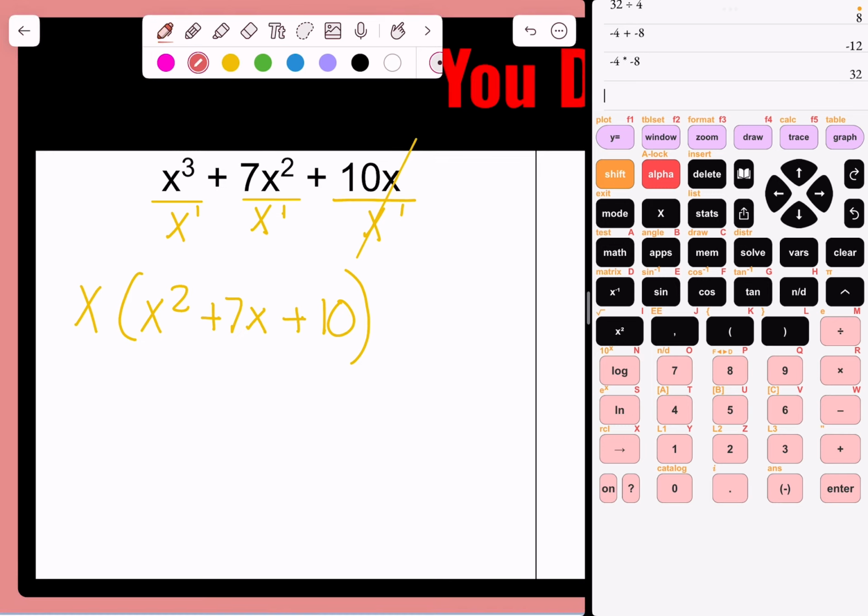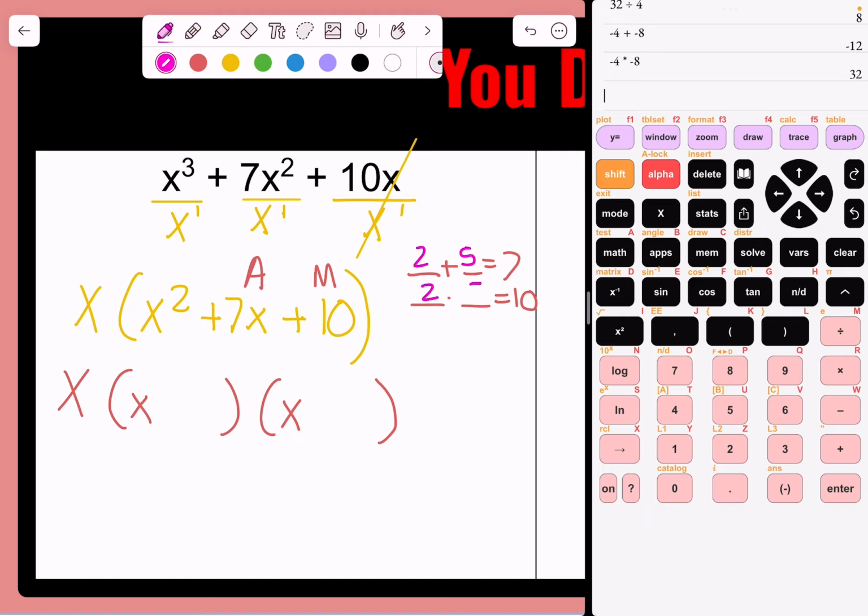So I'm going to think what adds to 7 and multiplies to 10. We're trying to add to 7 and multiply to 10. Well, the only numbers that multiply to 10 are 10 and 1 or 2 and 5. And luckily, 2 and 5 would work. A positive 2 and a positive 5. Double check it in your calculator. Is 2 plus 5 7? Yes. Is 2 times 5 10? Yes.